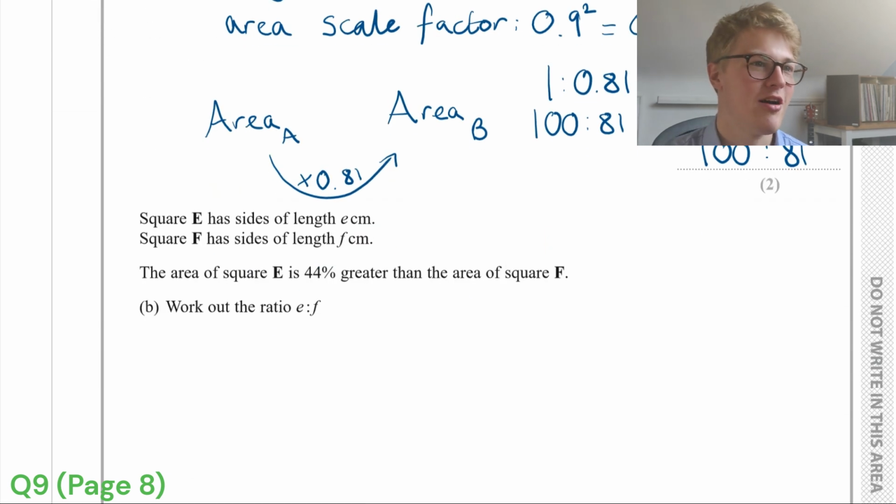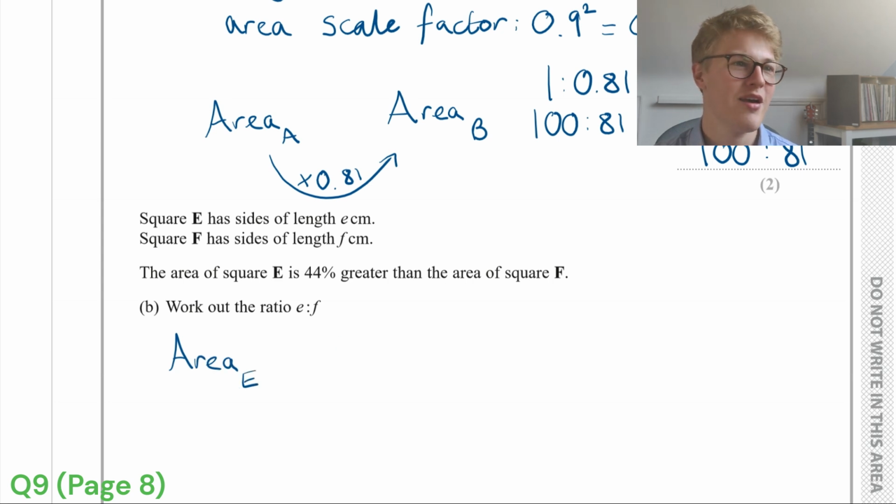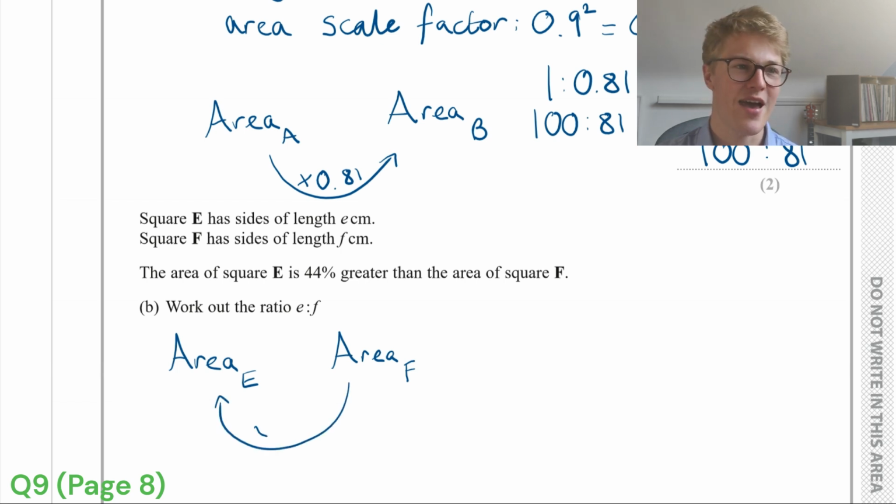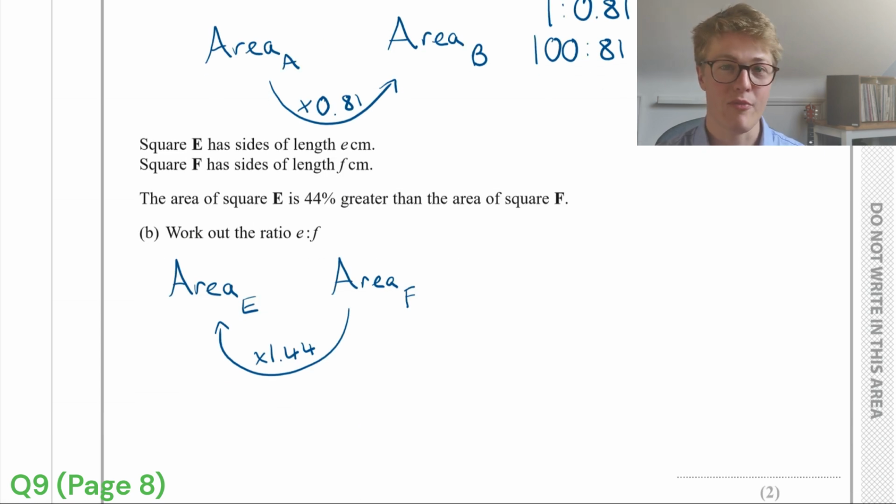Next, square E has sides of length E centimetres, square F has sides of length F centimetres. The area of square A is 44% greater than the area of square F. Work out the ratio of E to F. So the first thing to do is make sure we know that the scale factor is going from F to E, so E is bigger than F, okay?